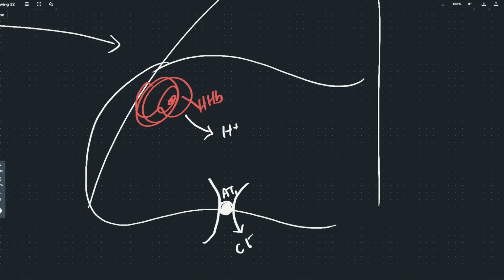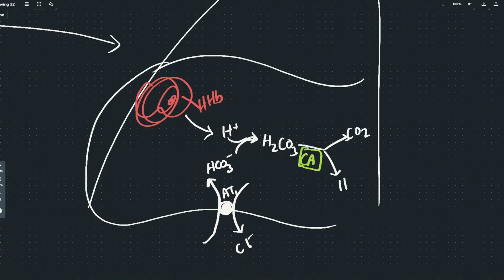and HCO3 will come in, the bicarbonate will come in, and both of these will combine to form what? To form H2CO3. And this H2CO3, again the carbonic anhydrase will do its task, and it will be converted to CO2 as well as water.